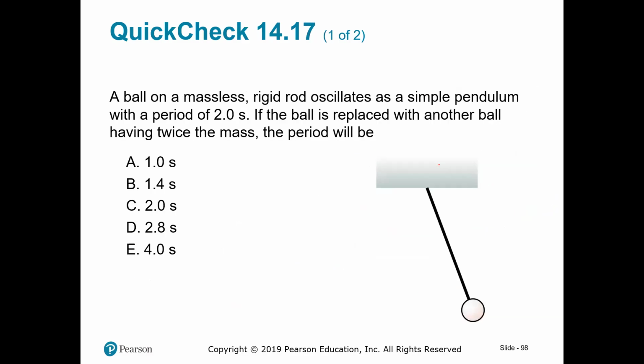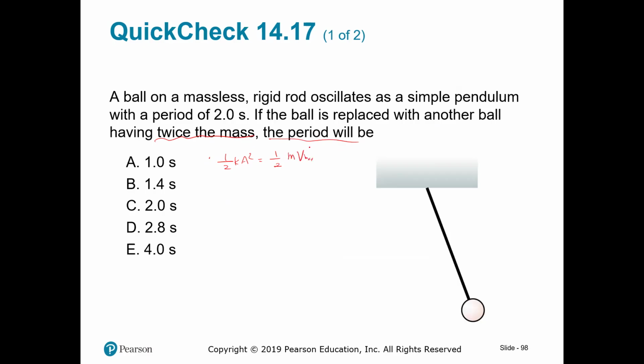A ball of some mass is oscillating with a period T of 2 seconds, right? And then if the ball is replaced with another ball having twice the mass, the period will be? Again, don't simply memorize the formula. You have to do this one: one half k A squared, the maximum potential energy. I'm doing this for the third time, right? Make sure you can do it by yourself. It's very important.